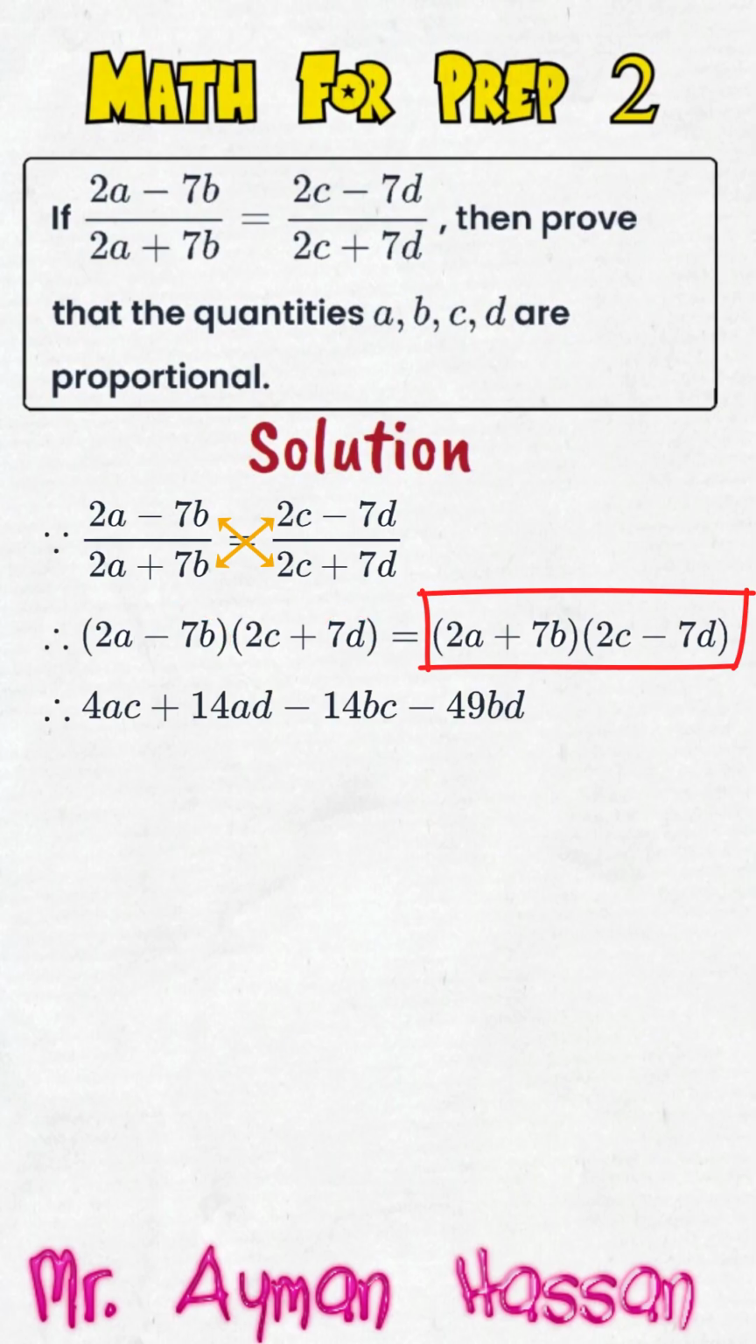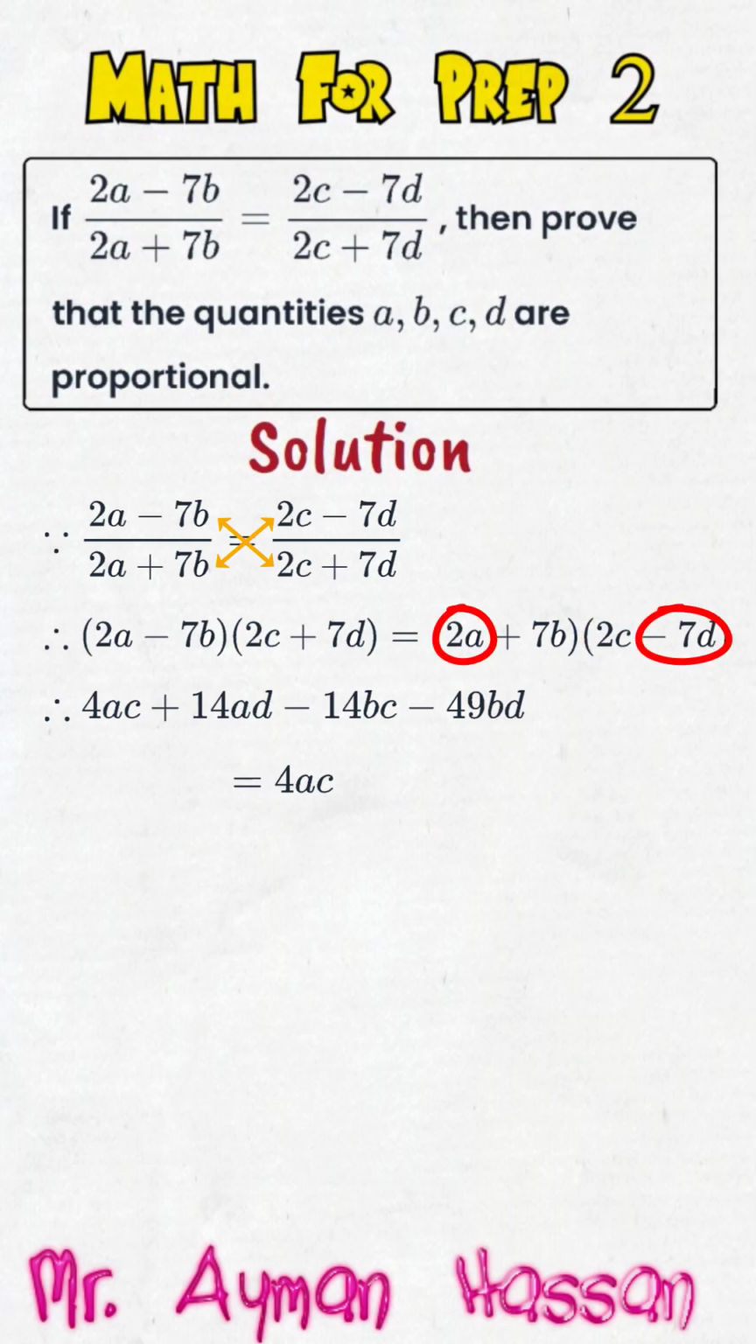Now the second side, 2a times 2c equals 4ac. 2a times minus 7d equals minus 14ad. Plus 7b times 2c equals plus 14bc. 7b times minus 7d equals minus 49bd.